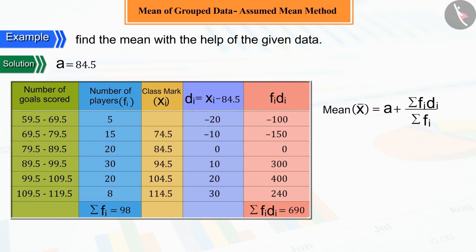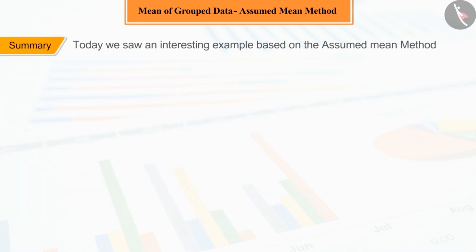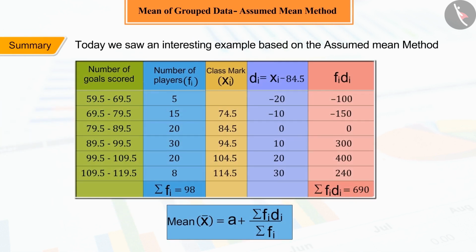On putting the values of assumed mean A, summation fi di and summation fi in the formula of the assumed mean method, and solving, the value of the mean, that is x bar, is obtained as 91.54. Hence, we can say that the mean of the goals scored is 91.54. So hope you must have understood the assumed mean method of finding the mean.